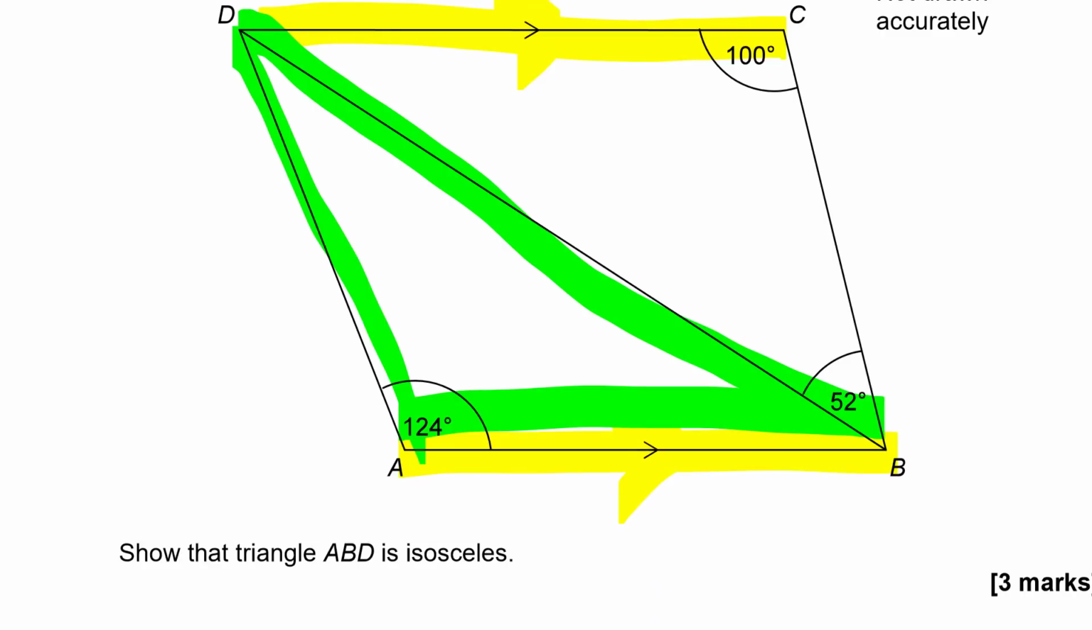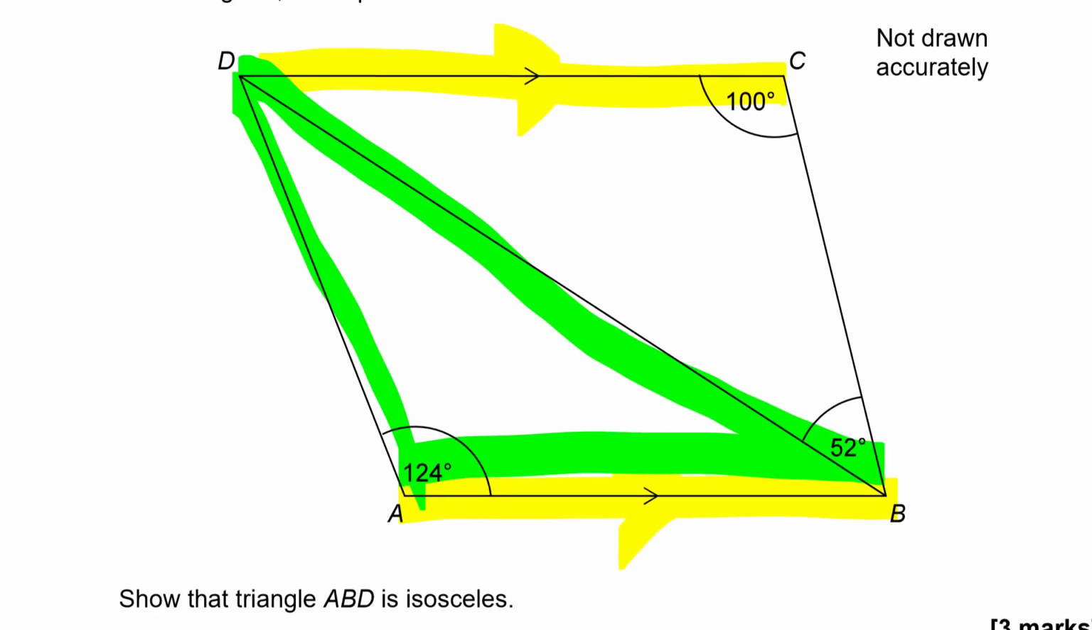And I need to show that it's isosceles. In other words, I need to either show that the lengths of two sides are equal. I'm not going to be able to do that. Or I can show that this angle and this angle here must be equal to each other. Okay, so I know the angle at the top is 124, so I need to show that this angle here and this angle here are going to be equal to each other and therefore isosceles. Okay, so how am I going to do that?